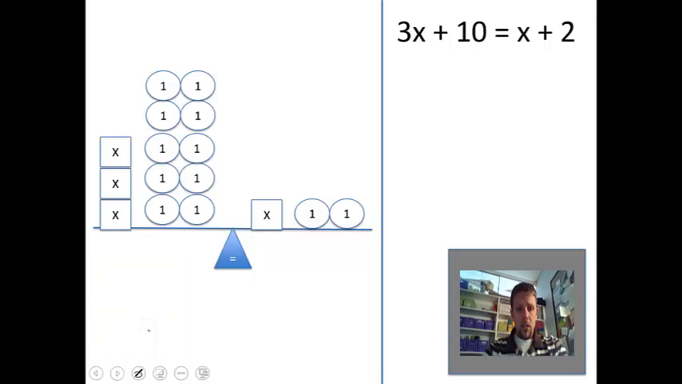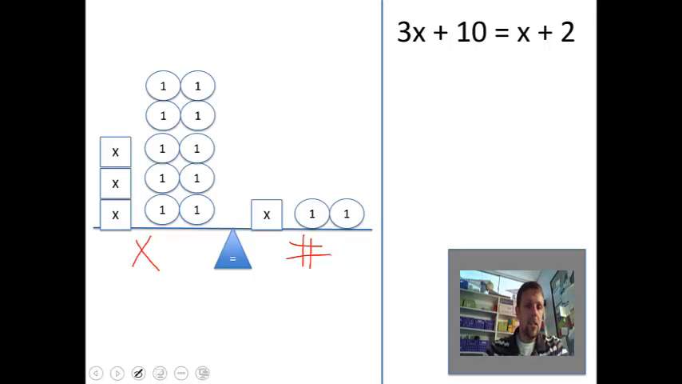Alright, so the goal is that I want all the x's on one side and I want all the numbers on the other side. The way I choose that is I figure out which side has the most x's on it. I notice that the left side has more x's on it, so I'm going to delegate this as the x side, and I'm going to call this the number side.